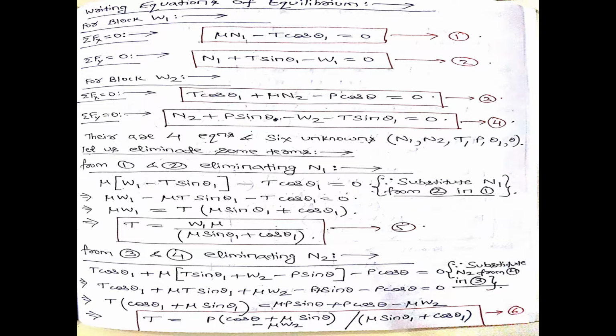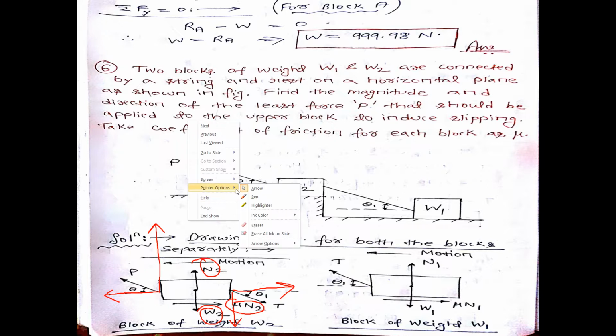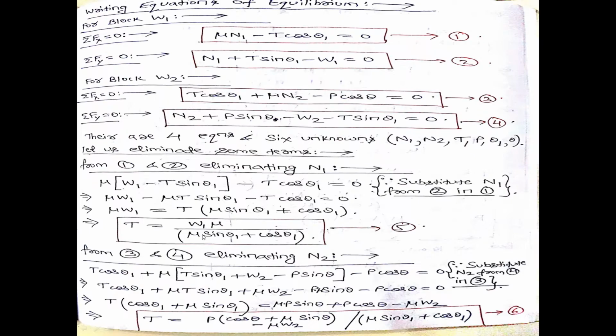Okay, so if you see these four equations, equation number 1, equation number 2, third equation and fourth equation. With the help of these four equations, ultimately I need to find out the least value of force P so that slipping will take place in the entire problem.